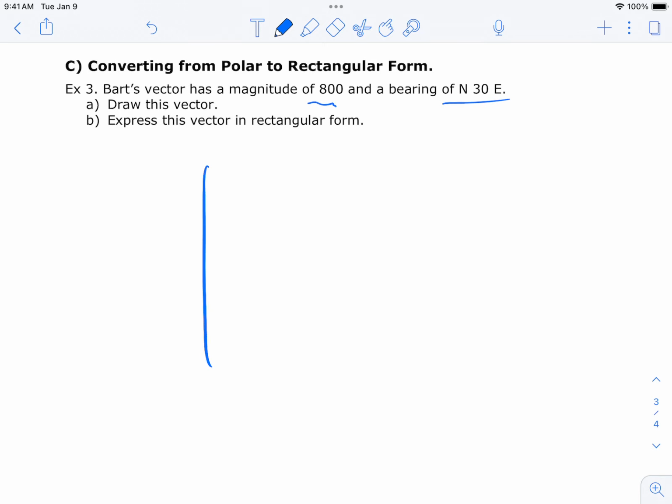Well, which way is north 30 east? You face the north, you turn 30 towards the east. That's over here someplace. So I've just turned 30 towards the east. And this thing has a length of 800, because that's what the magnitude of 800 means. So I'm trying to draw that like this. Okay, cool. That's our vector. It's a nice polar form. I like that. So we drew the vector.